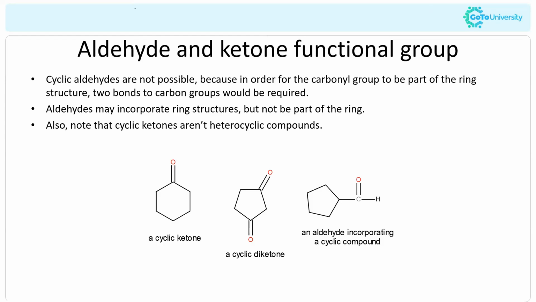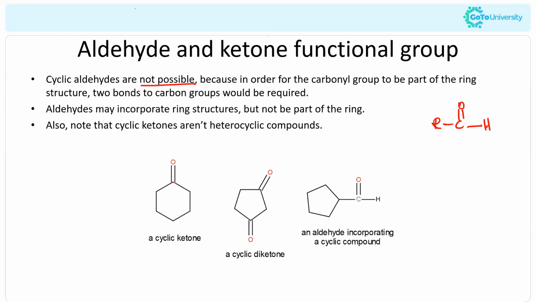Now coming to the cyclic structures. Cyclic aldehydes are not possible, because an aldehyde means the RCHO group, where one side of the carbonyl group is always hydrogen. So this is always possible only at the end of a chain. Within the ring, the aldehyde group cannot be possible. Usually cyclic ketones are possible, meaning the keto group can be introduced as a part of the cyclic ring, but the aldehyde group cannot. The aldehyde group can be introduced by replacing a hydrogen atom on the ring, but within the ring we cannot introduce an aldehyde group, while we can introduce a ketone.